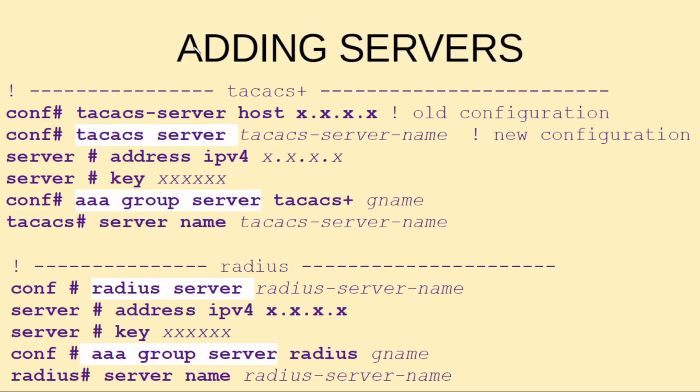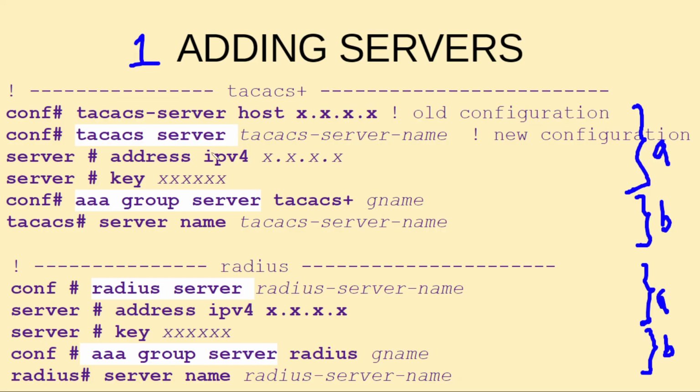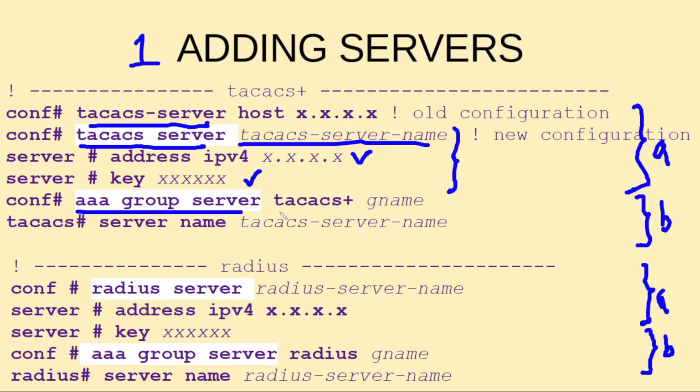Let's move on and see how to add AAA servers to our AAA configuration. The first step will be configuring servers, where we are going to add servers, and then we are going to create server groups. The same applies for RADIUS and for TACACS Plus. So for TACACS Plus, we can use this old command in order to create a server. Not recommended. We should use the new command, where we are going to assign a server name. Then we are going to enter server mode, where we can configure an IP address and a key. AAA clients that want to use this server must know this key, and then we can create a TACACS Plus server group with this command.